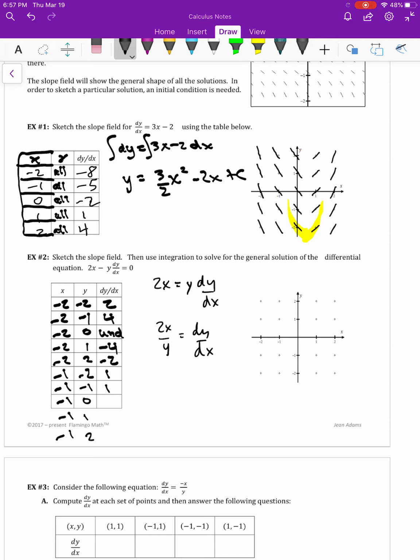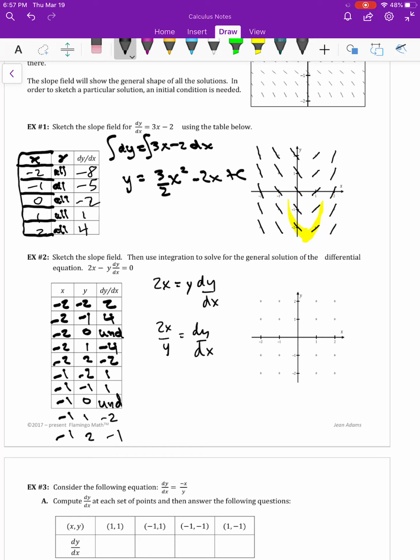Sorry about that. This one's going to be undefined because y is 0. This one's going to be -2 over +1, which is -2. And this one, -2 over +2, is -1.